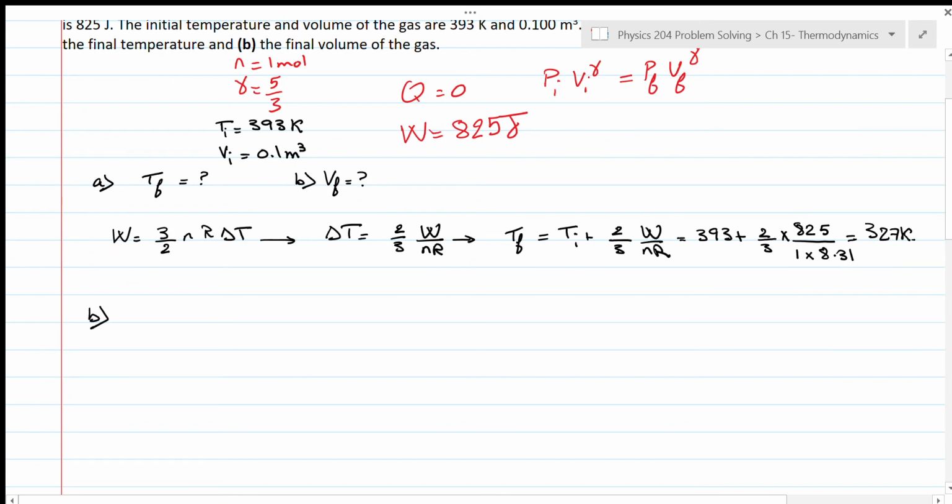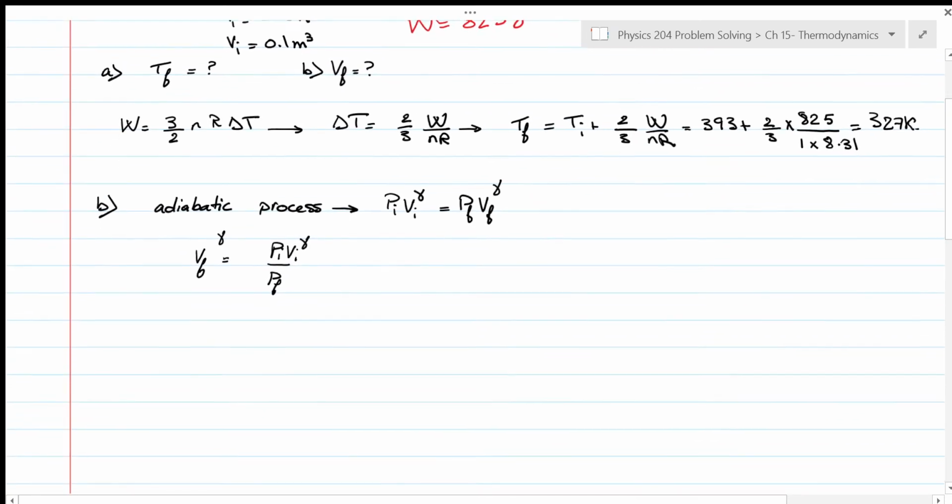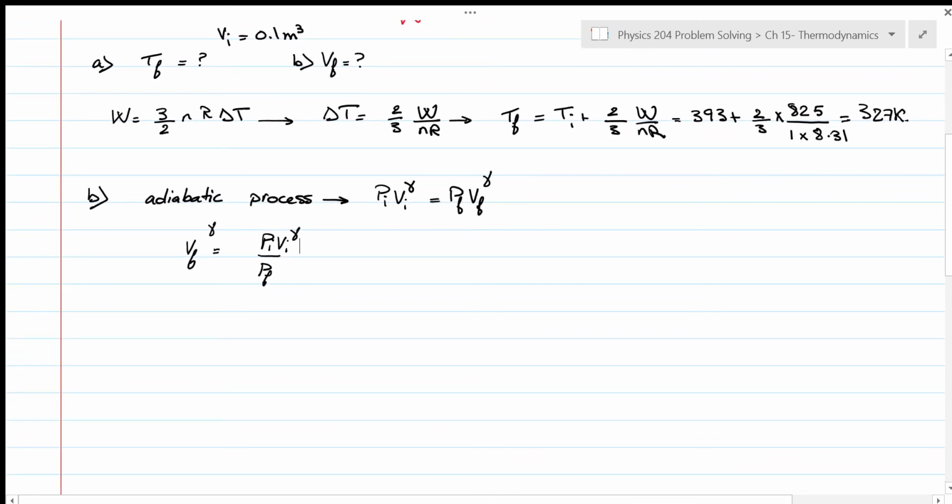In part B, we want to find the final volume. Now, we are told that this is an adiabatic process, so we can add to our formulas the formula for adiabatic processes. And if we rearrange this for V final, we get this. Now, obviously, we do not have the pressures, and we prefer to get rid of them.